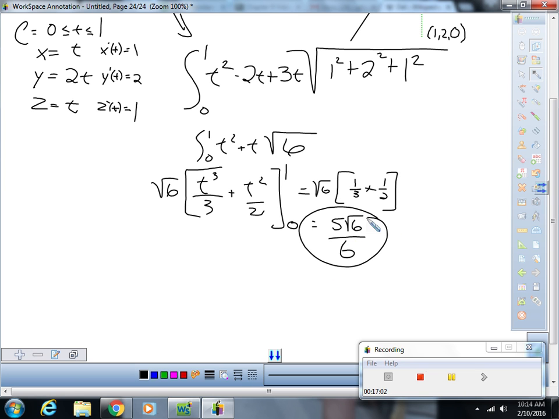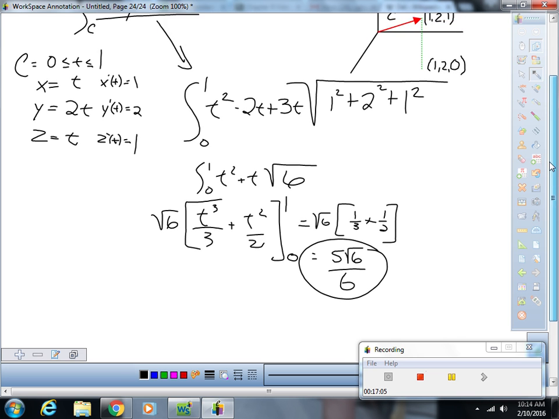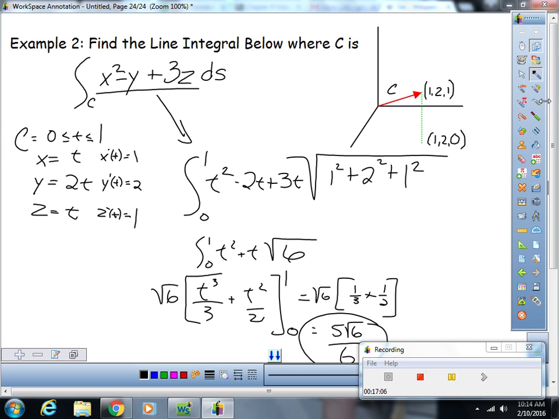And since we did this as an analogy the entire time, I want you to understand that means that wire, which has a length of radical 6 but has variable density, weighs 5 radical 6 over 6 units. Okay?